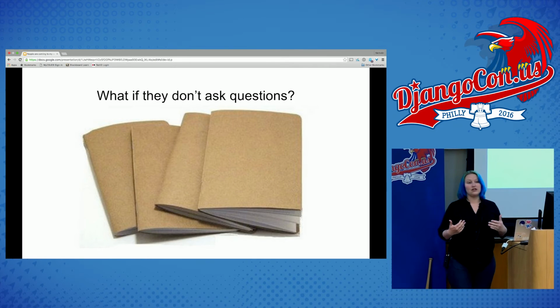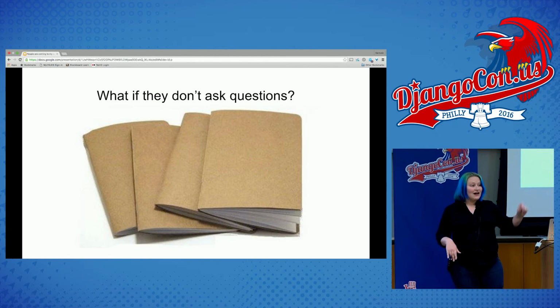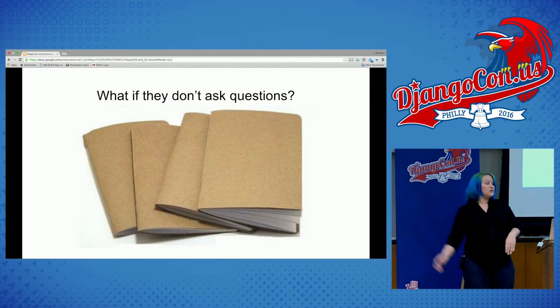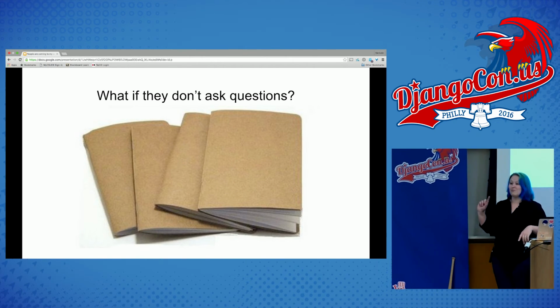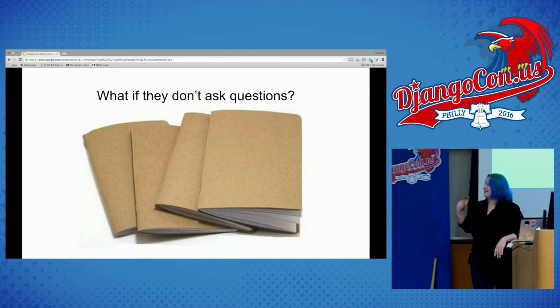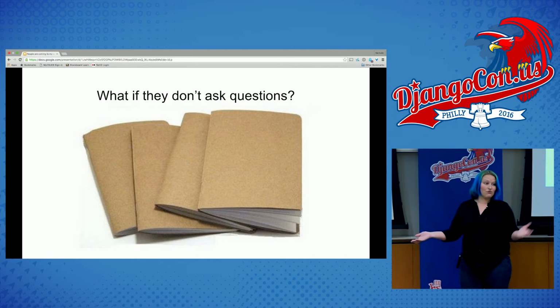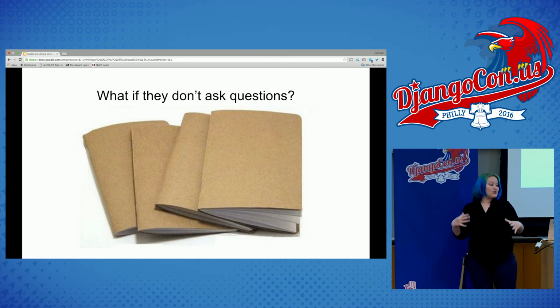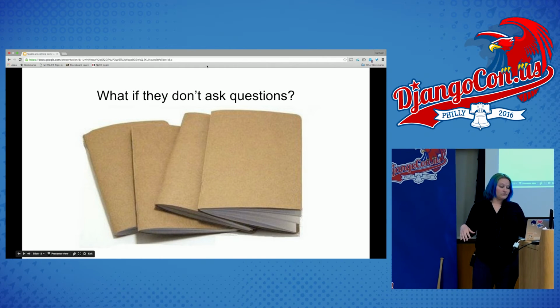If I have a question and there's no one around to answer it, I can write the question down, leave a space and then move on. So notebooks are great. And the best part is they can take them home. When they take them home, they can then use them for their own projects or for the next workshop that they go to, that kind of thing. It works out really, really well.